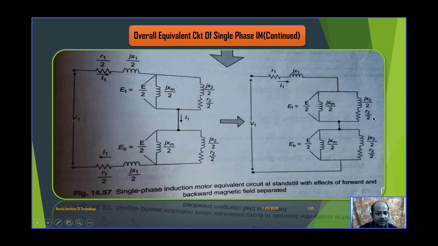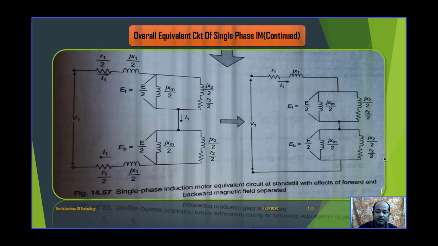Here an S term will appear, and here a 2 minus S term will appear, and the rest of the things will remain the same. So this is all about today's class.